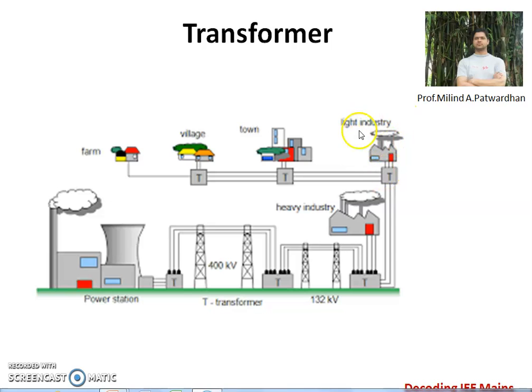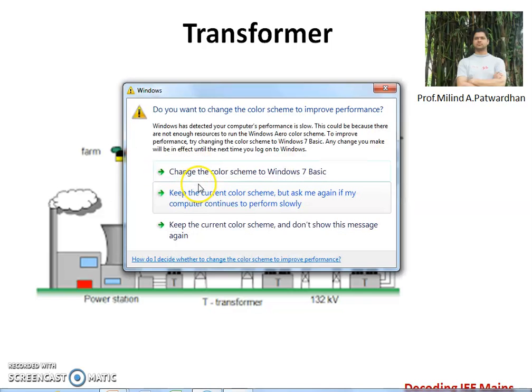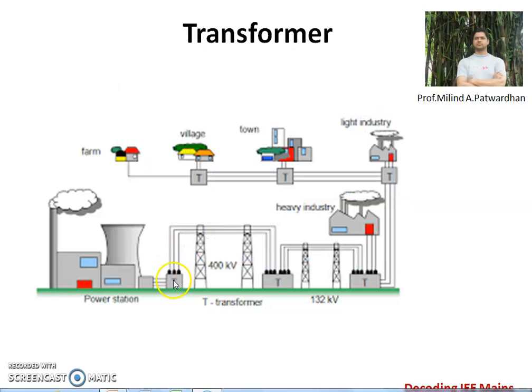The consumer may be an industry, a town, a village, a farm, anything, or heavy industry. Then here you can observe these T's. These T's are nothing but the symbols for transformers. For the instance, keep in mind that the transformer which is used to transmit the power is a step up transformer. We will discuss why step up.